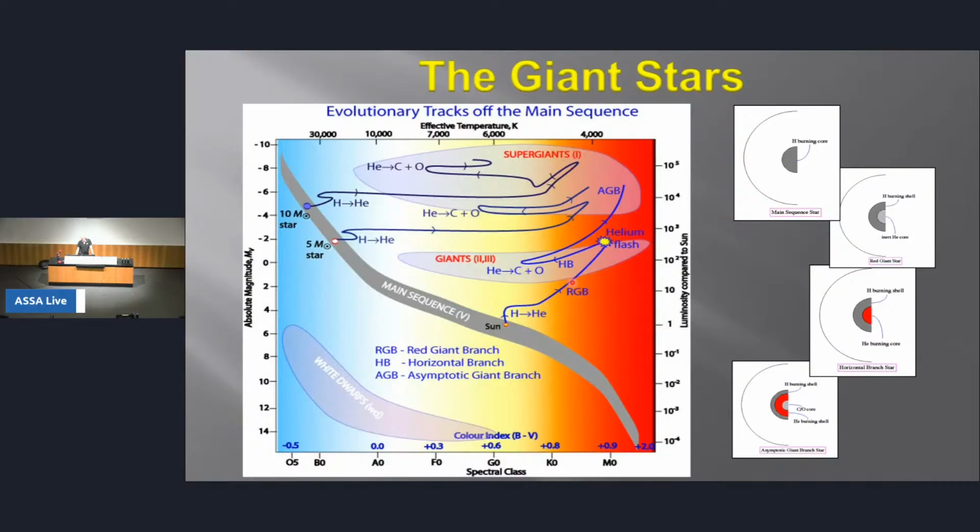continually getting bigger and redder, until eventually the core, which is continuing to contract under gravity, and as it contracts, its temperature increases. Eventually, it will get to the ignition point of helium, which is about 100 million degrees. So we get the helium flash. This is where the helium in the core starts to fuse into carbon and oxygen.